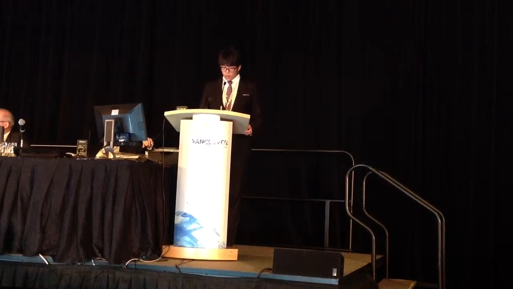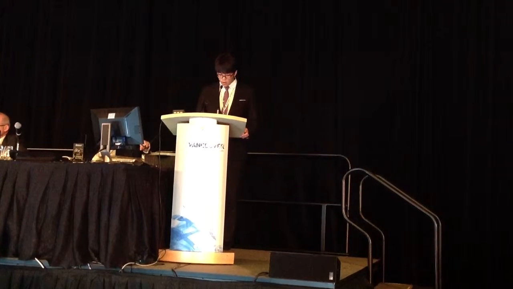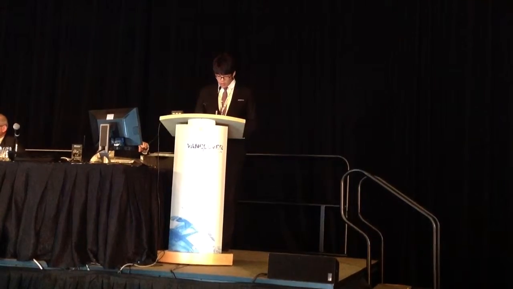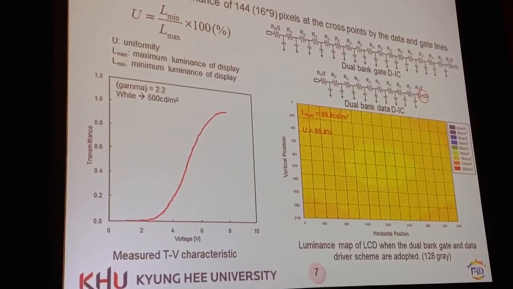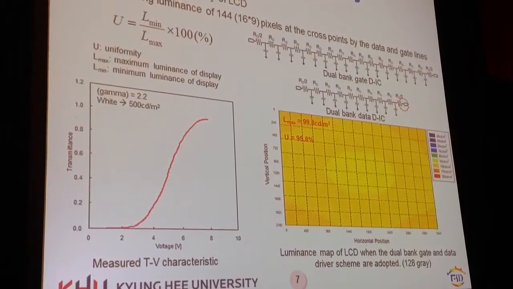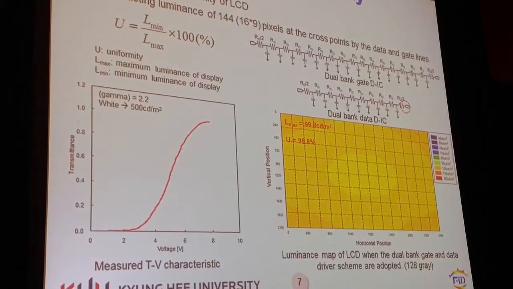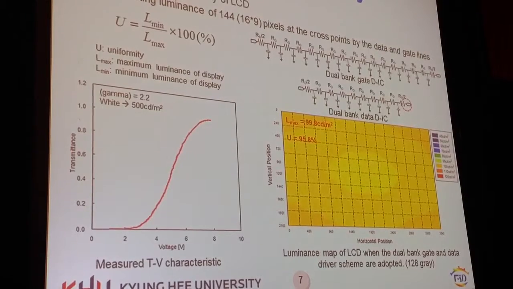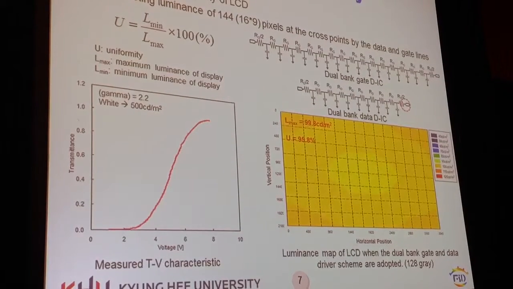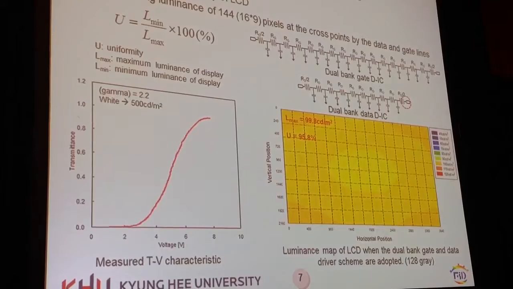This figure shows the luminance map of the LCD when the dual-bank gate and dual-bank data driver scheme are adopted. The LCD displays gray level 128 in this case. The maximum luminance was 99.8 candela per square meter, and uniformity was 95.8%. So there's no problem when the dual gate and dual data driver scheme are adopted.